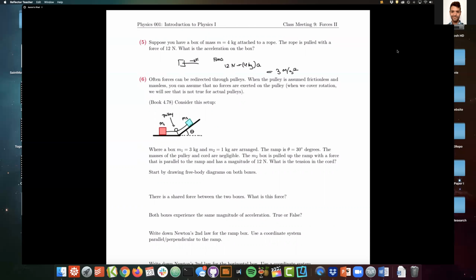Forces can be redirected through pulleys. When the pulley is frictionless and massless, you can assume no forces are exerted on the pulley. We now know that when the pulley itself has mass and physical extent, it has rotational inertia, and you have to make some effort to get it to rotate. Do I want to do this? This is essentially the same as the two boxes attached by a string together. So I think I'm not going to do this one.